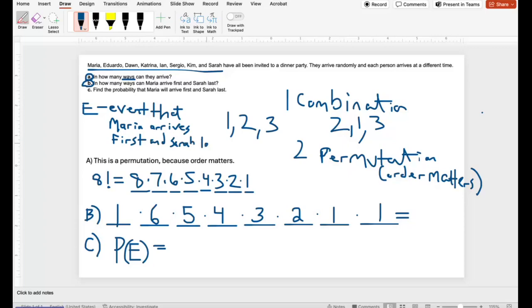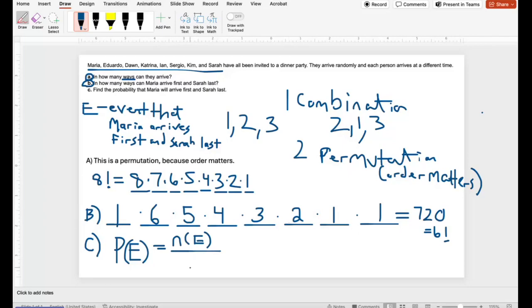So that can happen a bunch of ways, what we just saw. And whatever this number is, let's see, 6 times 5 is 30, times 4 is 120, times 6, because that's what this is, is going to be 720. So there's 720 ways where you can have Maria first and Sarah last. Which is actually 6 factorial, really. It's just 6 times 5 times 4 times 3 times 2 times 1, because these ones don't really matter. And so the probability of E is going to be the number of possibilities for E, the 6 factorial or 720.